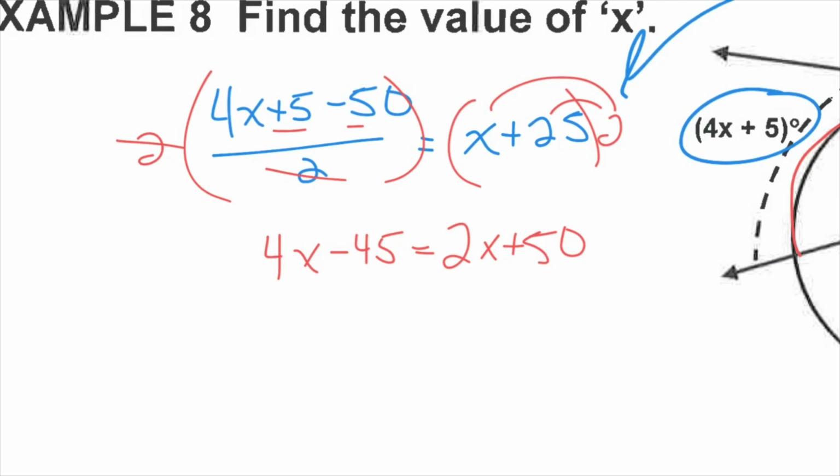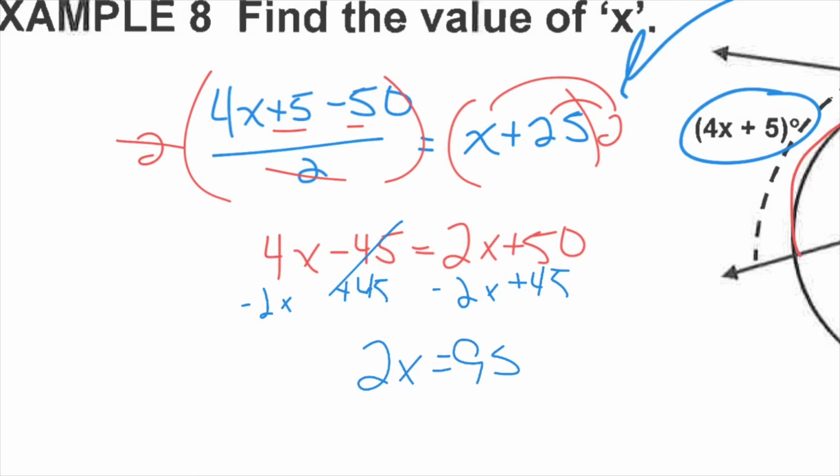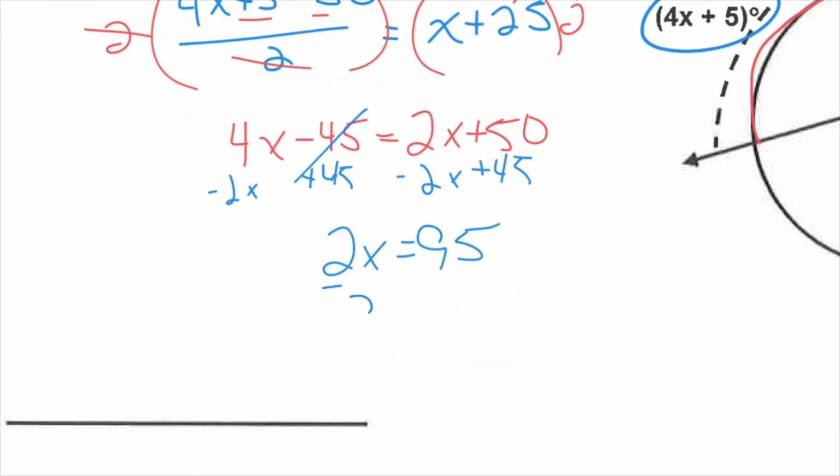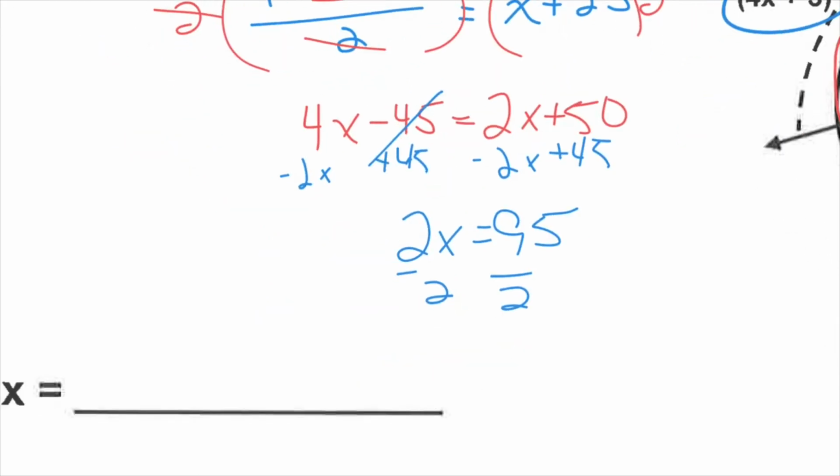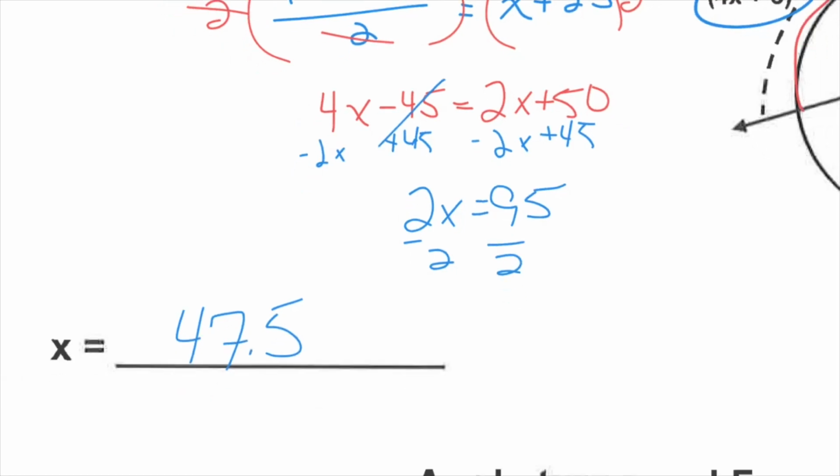I can move my 2x over. And at the same time, I'm going to go ahead and add my 45. And I end up with 2x equals 95, and of course that's going to be a decimal, and that's okay when I divide both sides by 2. I got x to be 47.5. Now I didn't say plug it back in. It could have asked for that other arc, but it didn't, so we just have x.